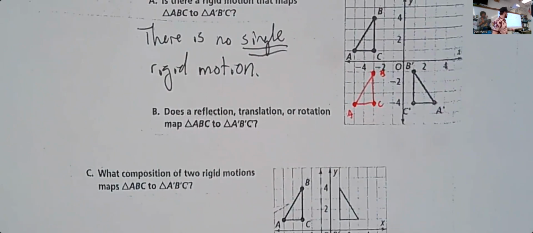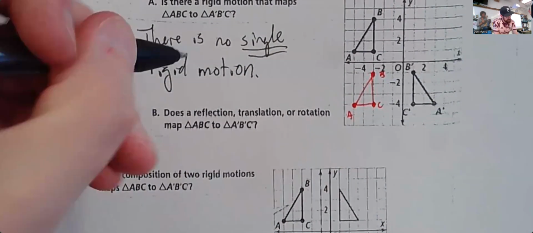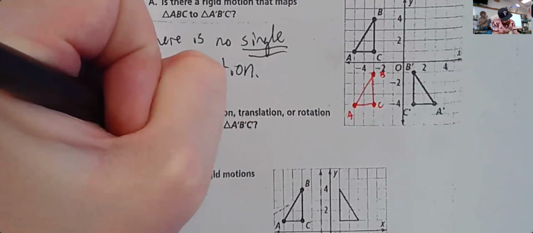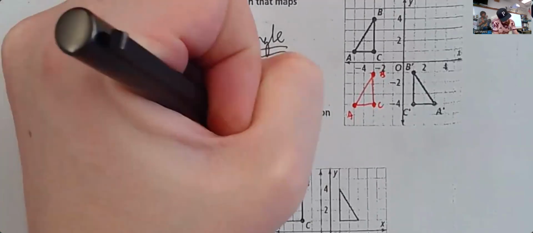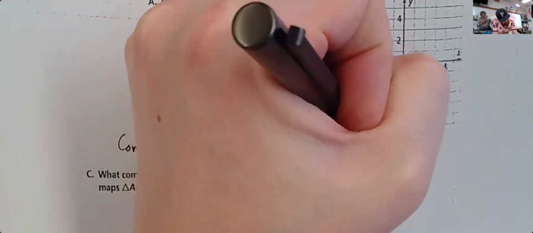And before we go any further, let's talk about B real quick. This is going to be a composition. It says, does a reflection, translation, or rotation map triangle ABC to A prime, B prime, C prime? And it's actually a composition of a translation and a reflection. So let's write that. Composition of translation and reflection.